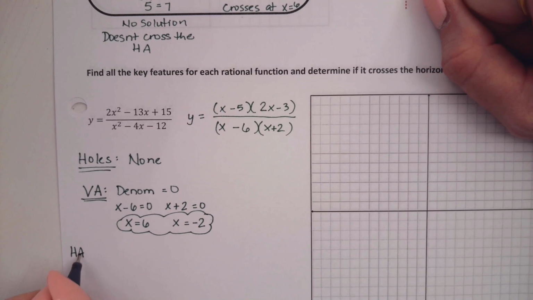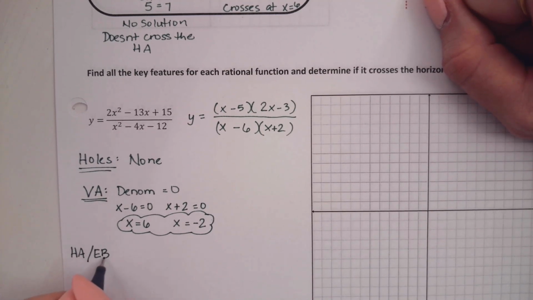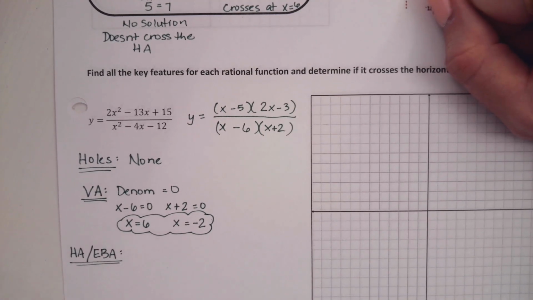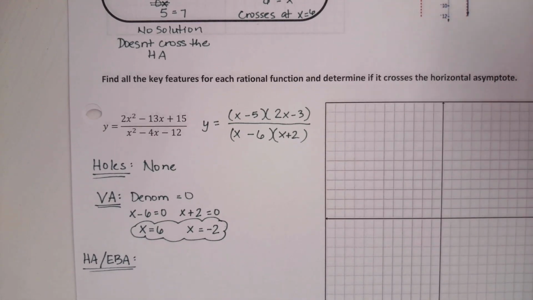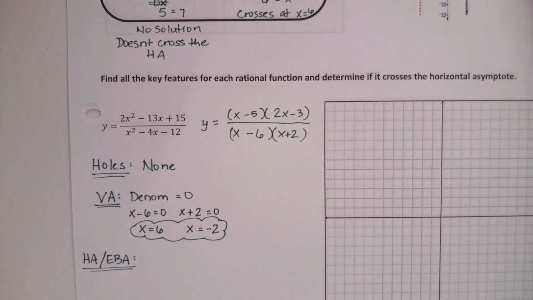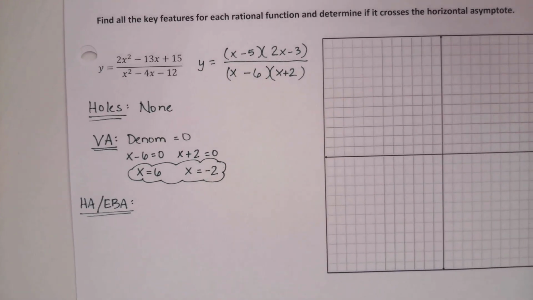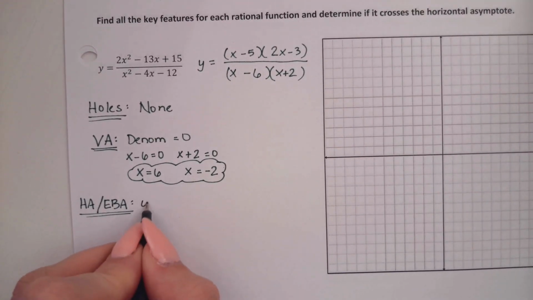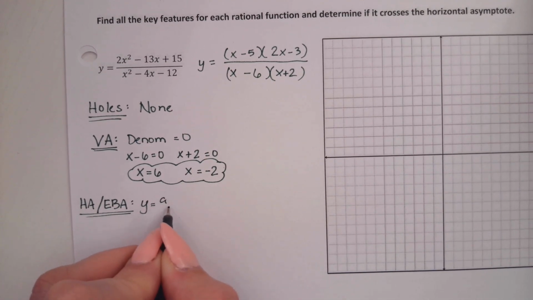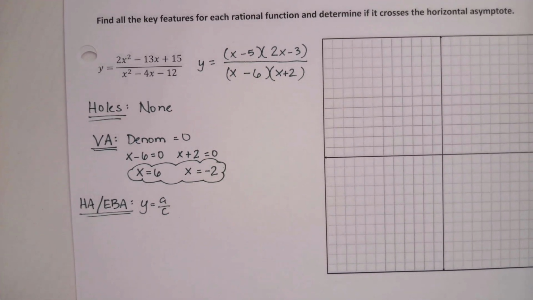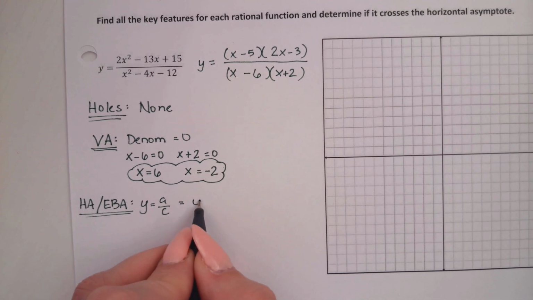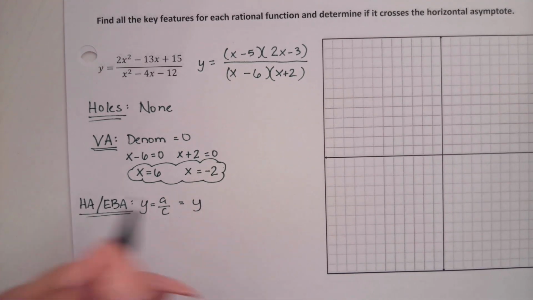The horizontal or end behavior asymptote. Remember, for this we're looking for the degree. What is the degree of the top and the degree of the bottom? They're the same. What do we do when they are the same? A over C. Very good. If exponents are the same, you do the ratio of your leading coefficients, A over C. So that would be y equals 2 over 1, which is just 2.